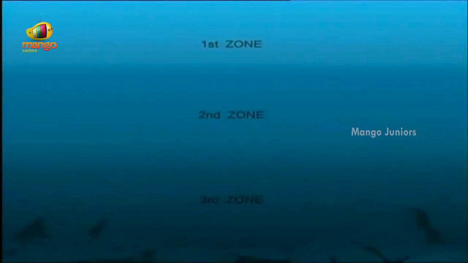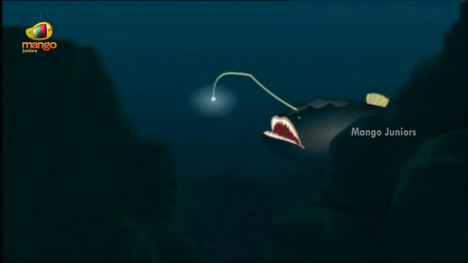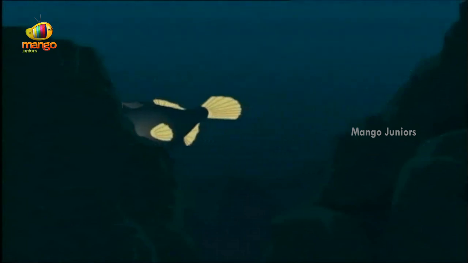The next layer is the Dysphotic zone. This area is too deep for much light to reach. As a result of this, the light here looks like twilight on land. The deepest part of the ocean is called the Aphotic zone, or deep sea. The water here is awfully cold. This deep sea zone is completely dark and low in nutritional content.